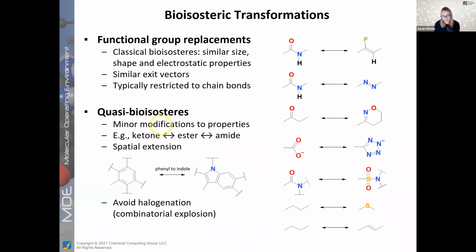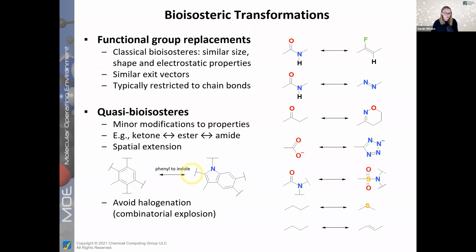Another version of that is when we have a spatial extension. So imagine you have a phenyl ring, you can replace that with an indole ring. Again, they're very similar, but they are slightly different. For instance, the indole is a bit bigger, and also the way it connects out these bonds to the rest of the molecule, they spatially sit slightly different.